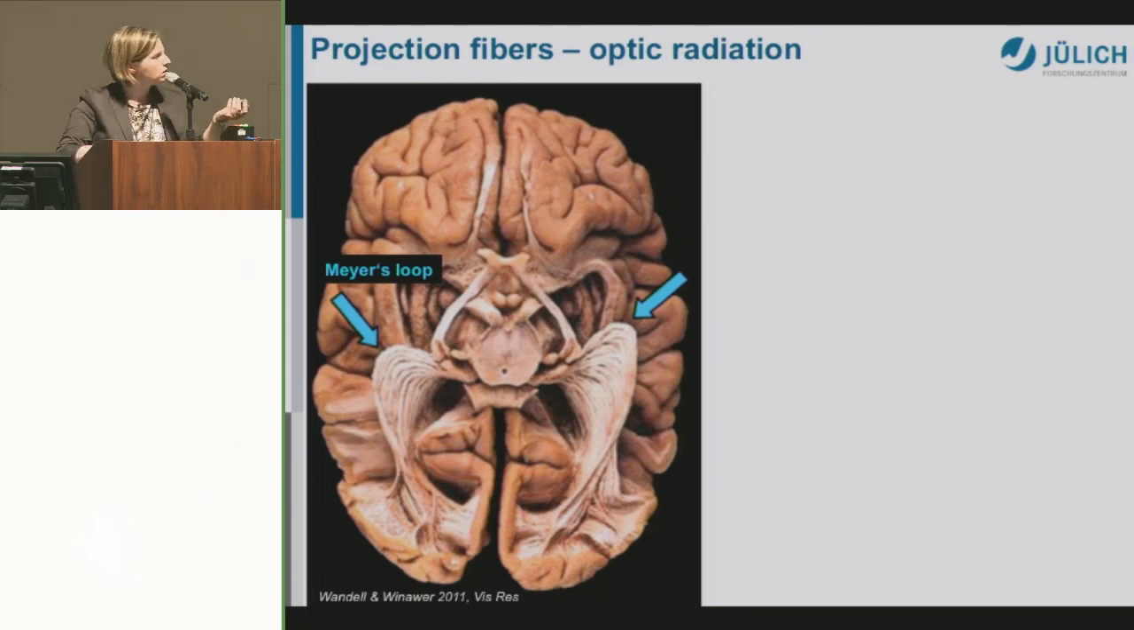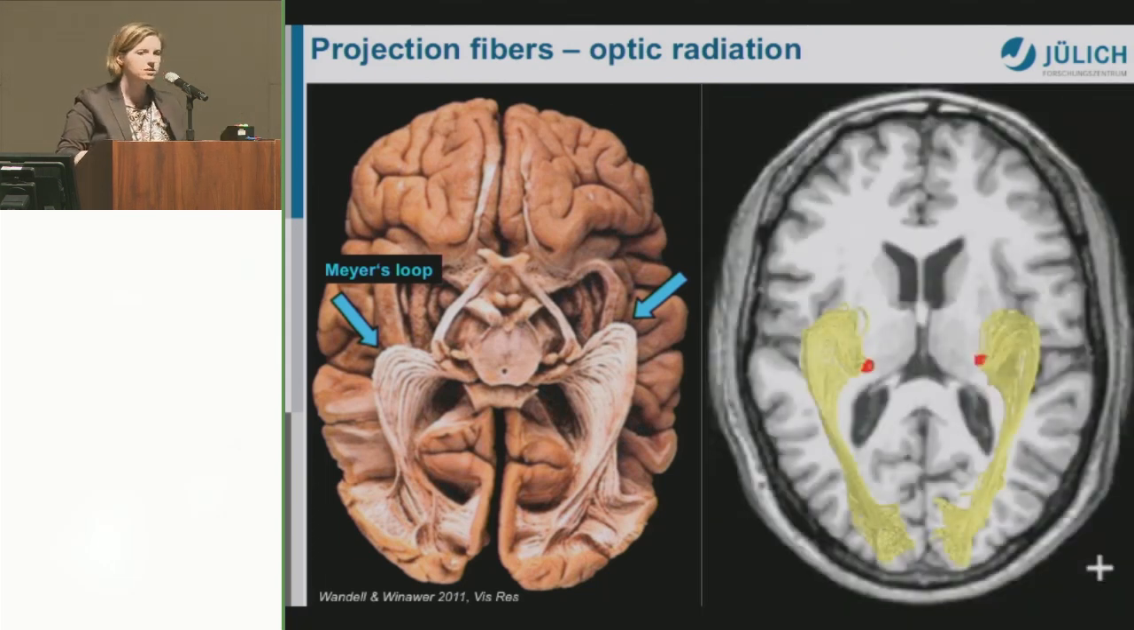But just to show you that this classic technique was actually replaced, so to say, by new diffusion imaging techniques. You can nicely map the optic radiation with diffusion imaging. Here in red, the lateral geniculate nucleus again, and then you see also the Meyer's loop running through the deepest part of the temporal cortex and then all the way back to the occipital lobe.